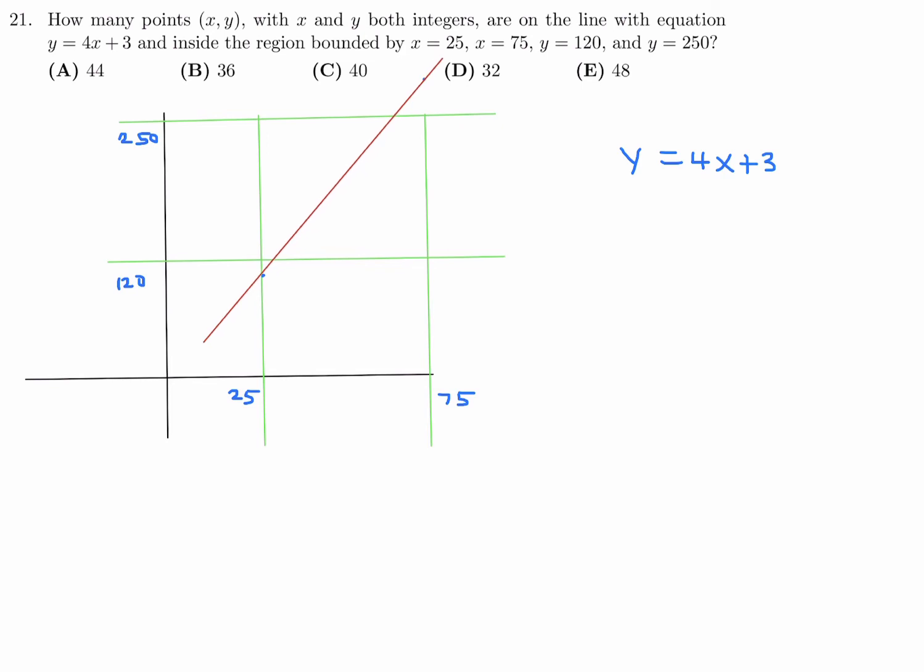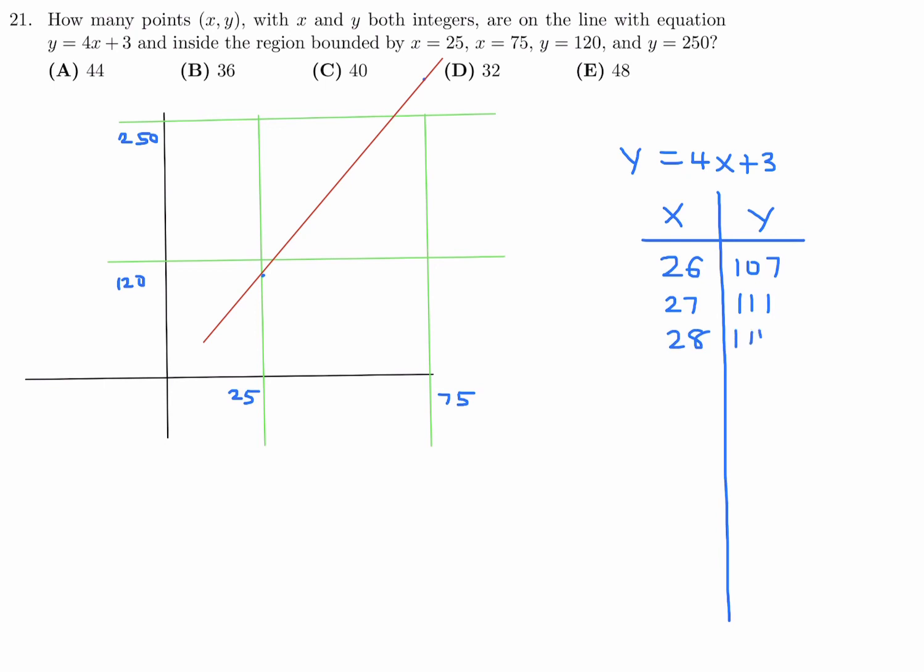So now the equation has to be looked at in terms of these boundaries. So let's just make a little table for ourselves, x and y. And off we go. They want it inside this region, so we obviously have to go above 25. So let's go to 26. When x is 26, when you plug it into that equation, we get 107. When x is 27, we get 111. When x is 28, we get 115, and so on, right? 29 will give you 119.